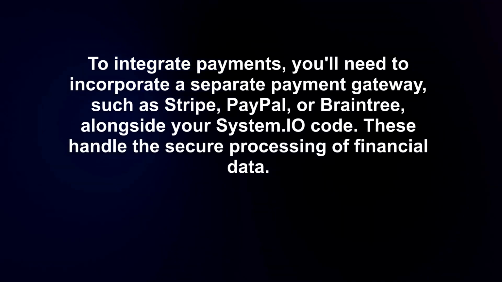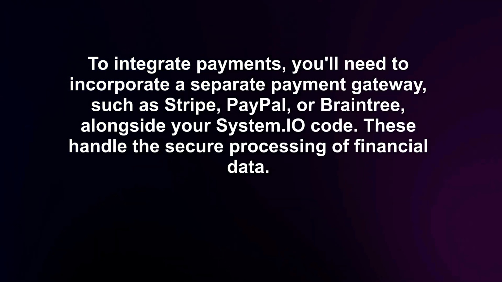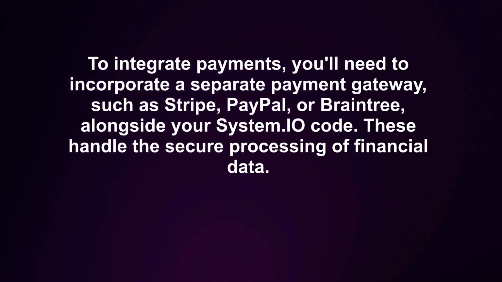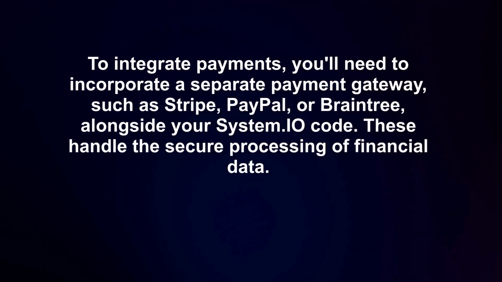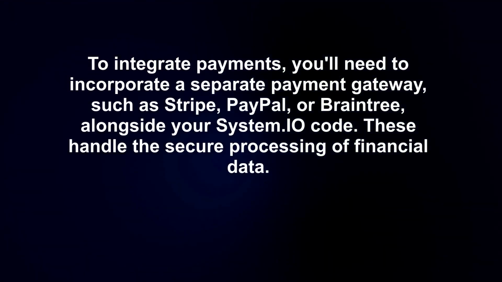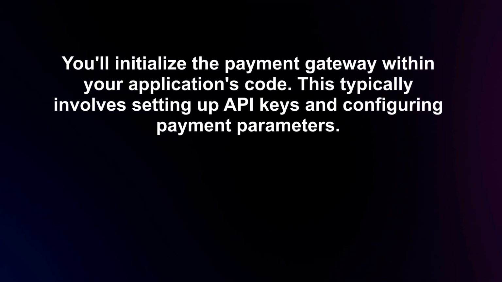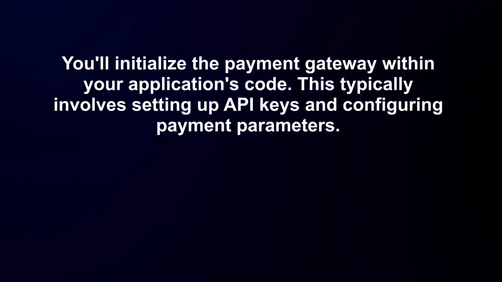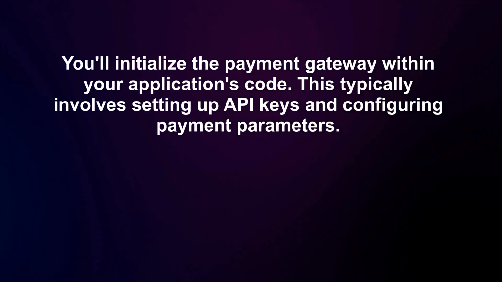To integrate payments, you'll need to incorporate a separate payment gateway, such as Stripe, PayPal, or Braintree, alongside your System.io code. These handle the secure processing of financial data. You'll initialize the payment gateway within your application's code. This typically involves setting up API keys and configuring payment parameters.